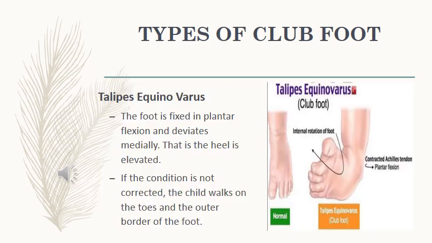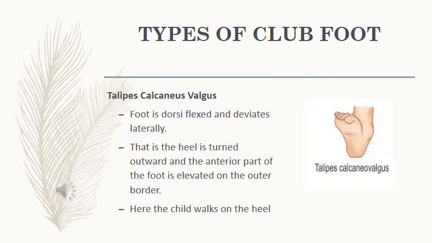Talipes equinovarus. The foot is fixed in plantar flexion and deviates medially. That is, the heel is elevated. In this condition, the child walks on his toes and the outer border of the foot. Talipes calcaneus valgus. The foot is dorsiflexed and deviates laterally. That is, the heel is turned outward and the anterior part of the foot is elevated on the outer border. Here the child walks on the heel.